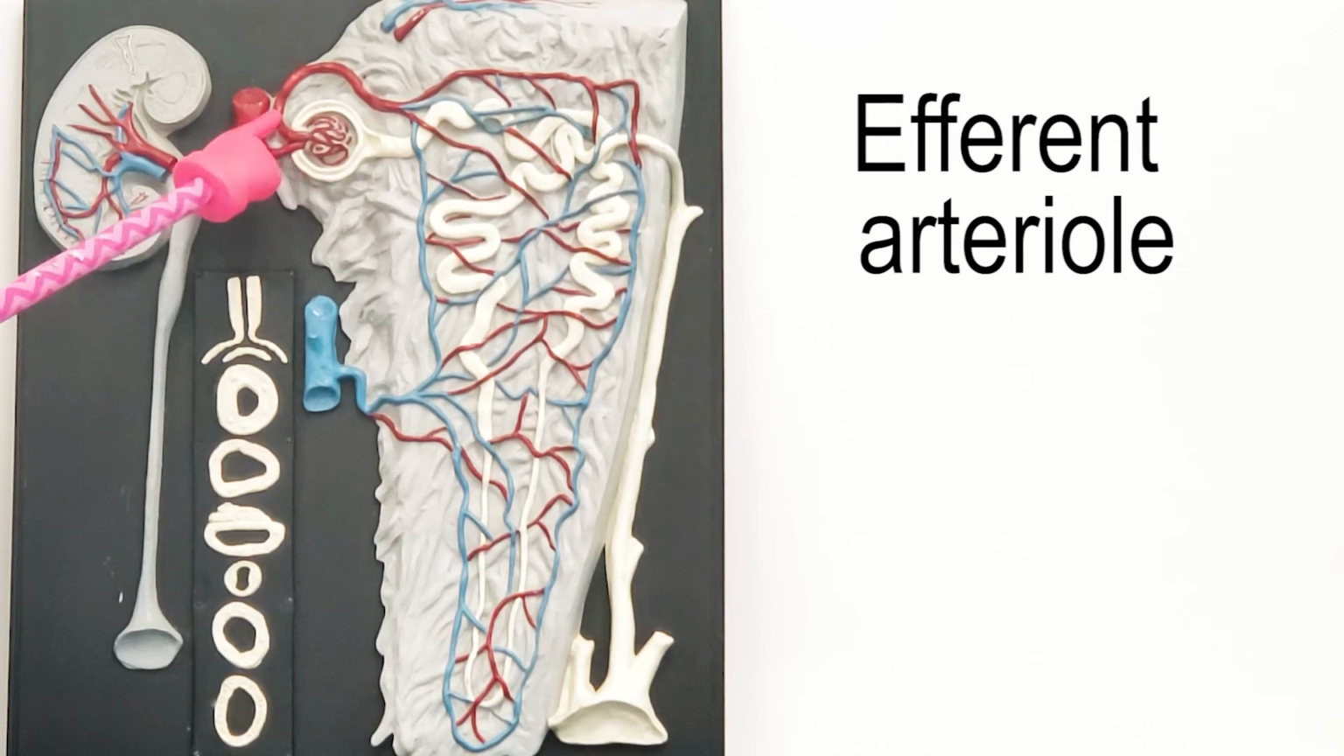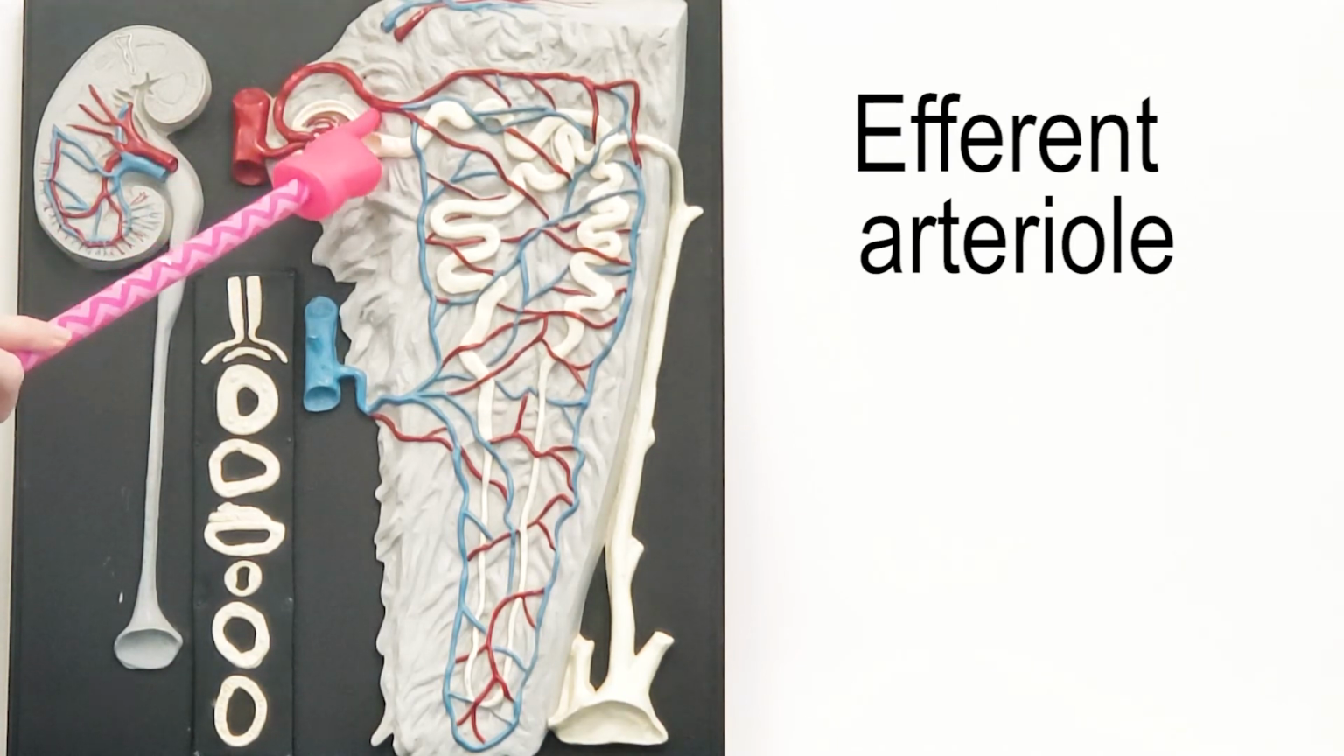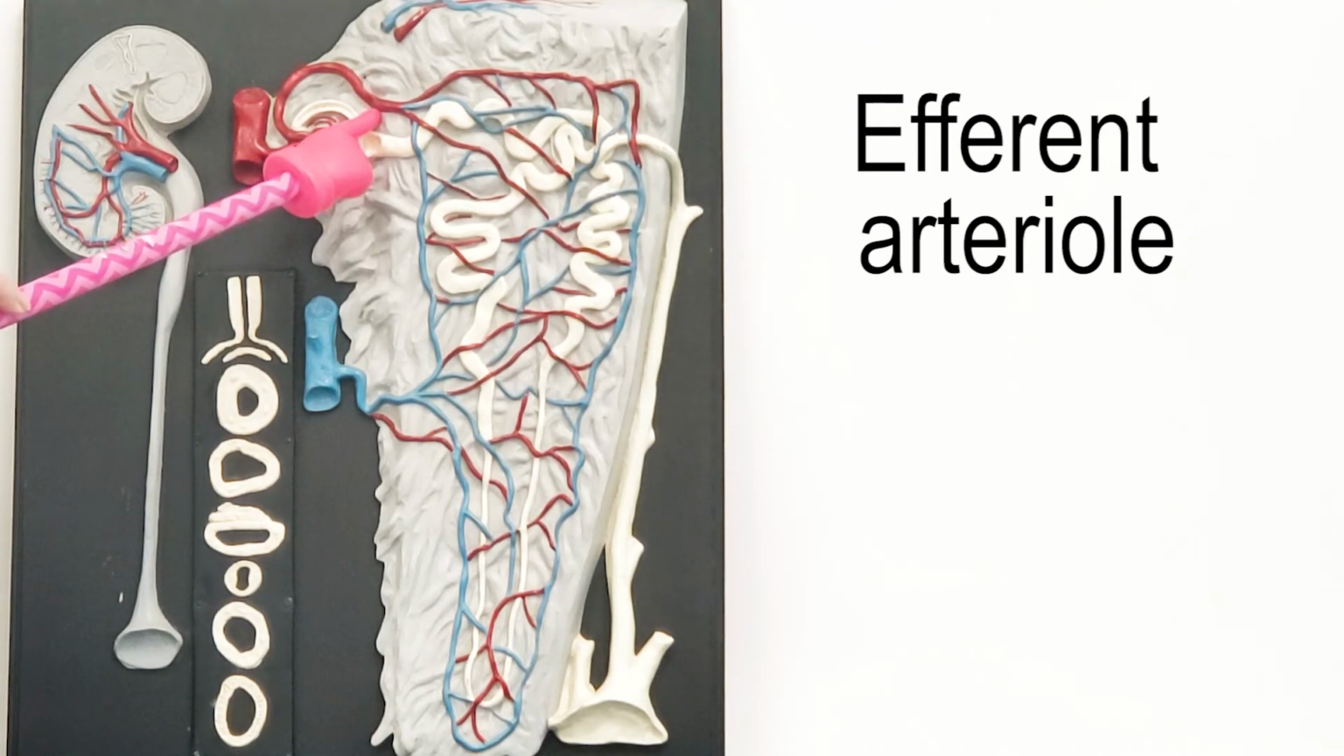Efferent arteriole. This arteriole is of the same capillary network that brought blood into the nephron via the afferent arteriole. The glomerular capillaries reunite to form the efferent arteriole, which will carry blood out of the glomerulus.